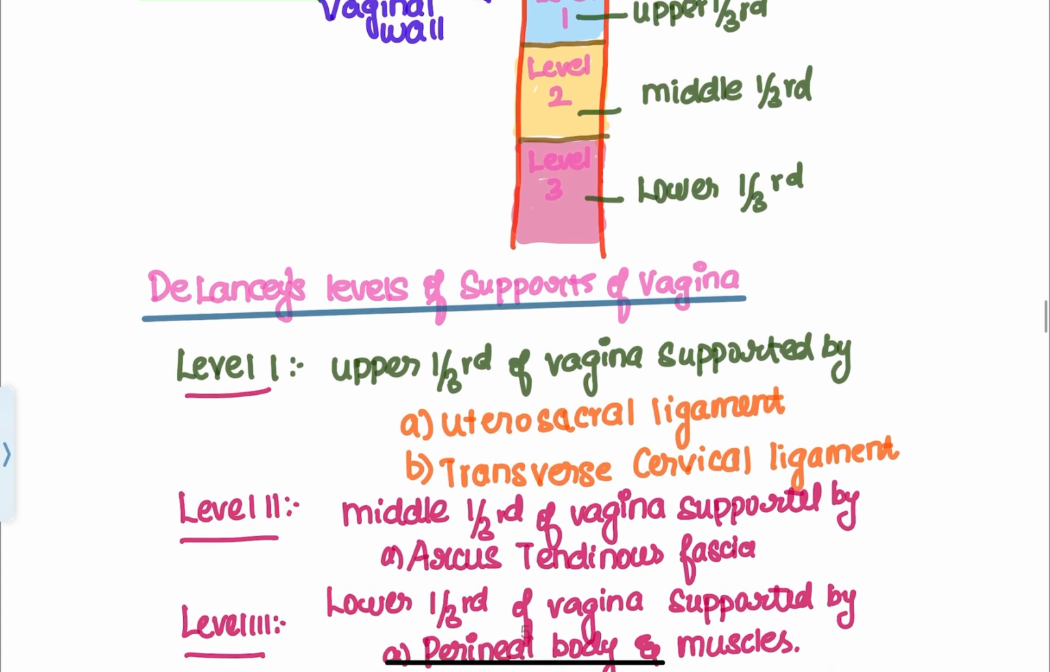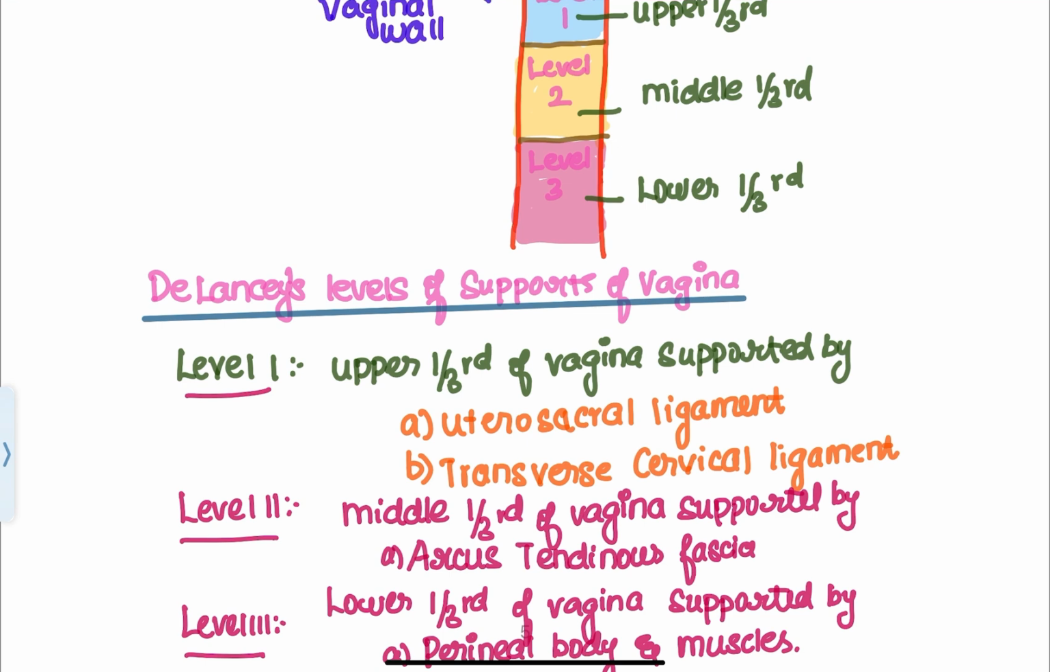What are the structures supporting each level of the vagina? Level 1, the upper 1/3 of the vagina, is supported by the uterosacral ligament and the transverse cervical ligament. The transverse cervical ligament is also known as the cardinal ligament or Mackenrodt's ligament. Level 2, the middle 1/3 of the vagina, is supported by the arcus tendineus fascia.